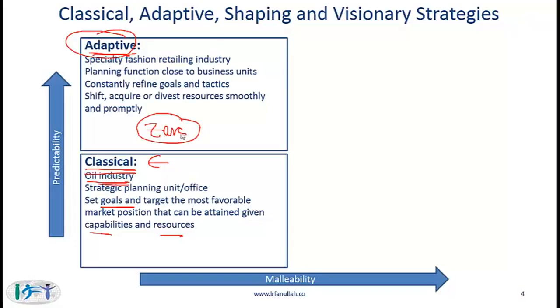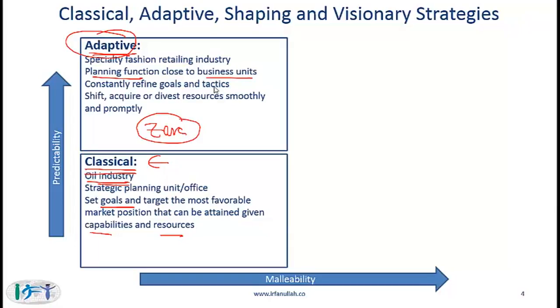Now, in this industry, trends change very fast. So if a company makes a long-term strategy, chances are that very quickly that strategy will be obsolete. So here it doesn't make sense to have a strategic planning unit that is completely separate from the business units. In fact, the strategy or the planning function needs to be very close to each individual business unit, and the strategy needs to be constantly refined.